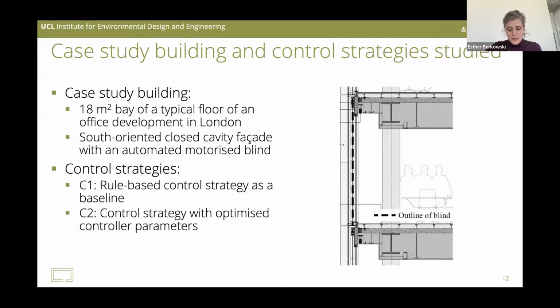The first one, C1, was a rule-based control strategy that I used as a baseline. In this strategy, the blind positions were based on solar gains to minimize solar heat gains and on sun tracking to prevent glare. In the second control strategy, C2, the optimizer indirectly selected the controller parameters for the blind. The optimizer used a multi-objective optimization approach that aimed to minimize the energy use on the one hand side and indoor thermal discomfort on the other hand.